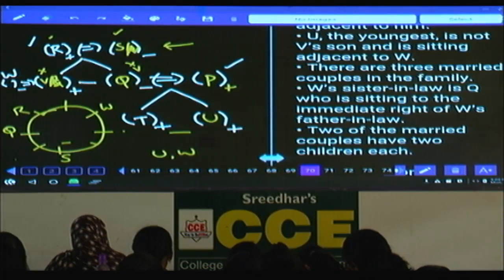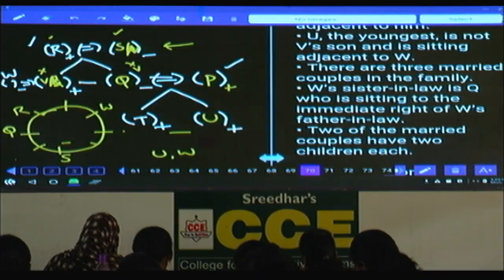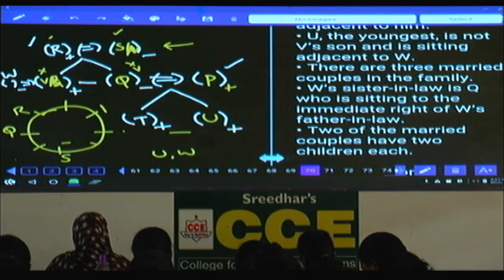W is the wife. R is eldest in the family, sitting third to the left of his wife. Then coming to one of P's sons, he is sitting opposite to him. Can P be at this place? Where should this be? No. As S cannot be here, V cannot be here, W cannot be here. Then what is the only possibility we have? P at this place, and P's opposite is a son, and adjacent to this person must also be the son.